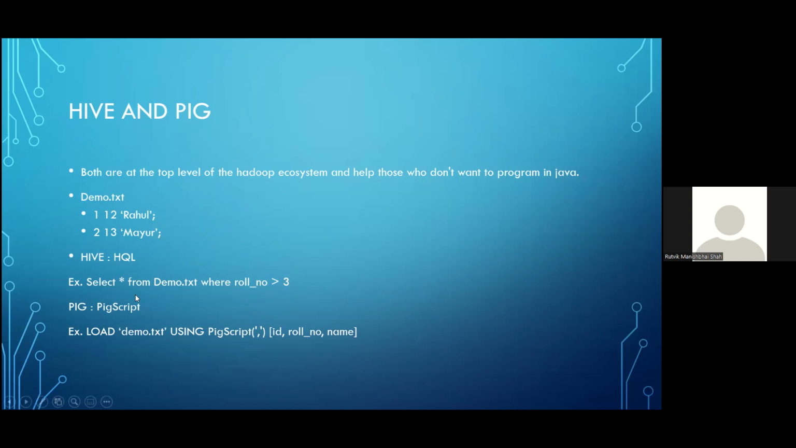And there is Pig, which has its own language known as Pig Script. In Pig Script, we have to write the load keyword, then the name of the file, and then the using keyword, and then Pig Script, and all the column names on which we try to retrieve the data.